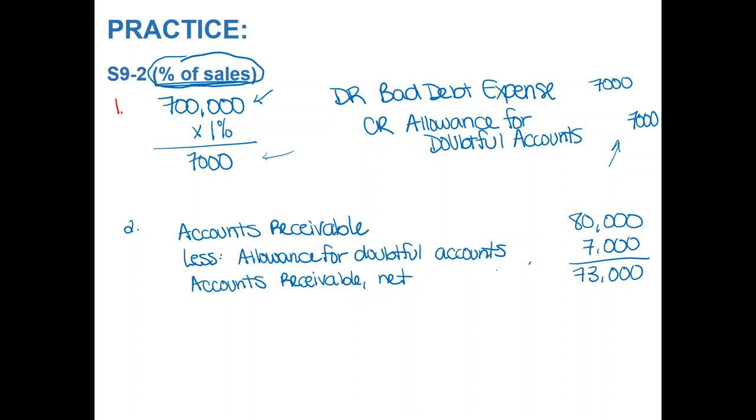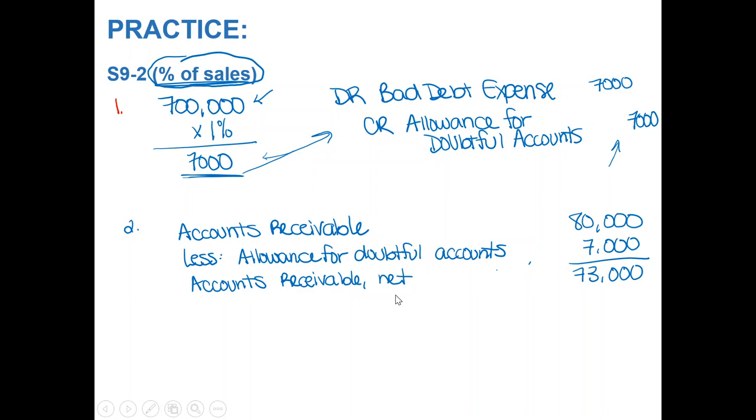Okay, so the key with percentage of sales is to remember that we're booking the full amount that we calculate as bad debt expense. So use that whole amount in our entry, regardless of what the previous allowance for doubtful accounts is.